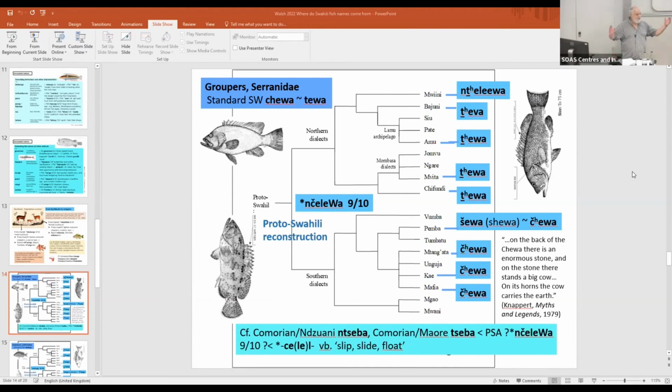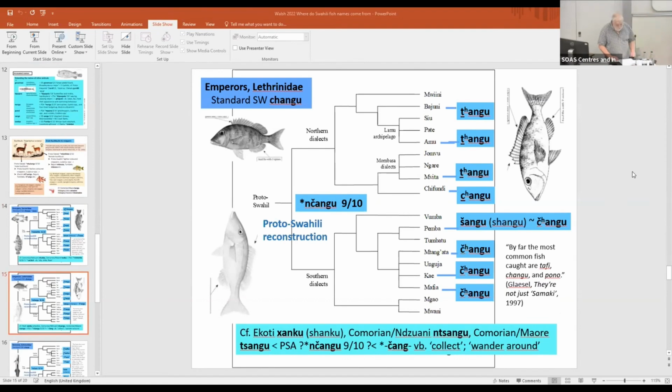They're really big fish. These are the rock cod, the groupers, but they tend not to swim away like other fish. They just lurk in their holes, and they are quite easy for modern fishers as well to kill when they come across them. Here's Changu, a name which many of you will be familiar with, probably derived from a verb describing its social or swimming behavior. It's the descendants of the verb kuchanga, originally to collect or wander around, in another set of meanings.